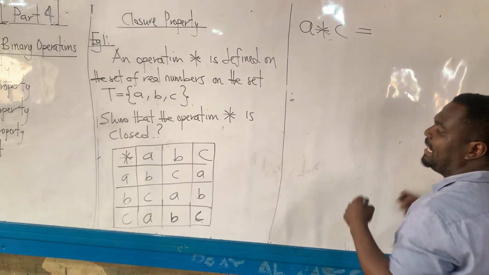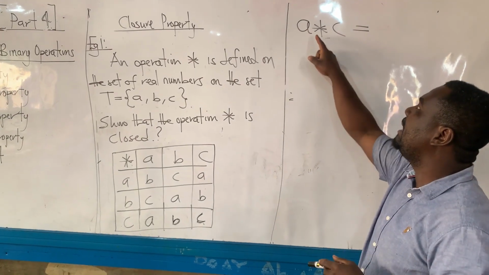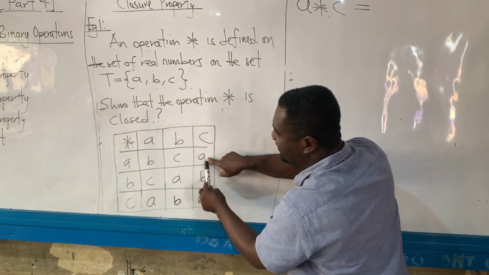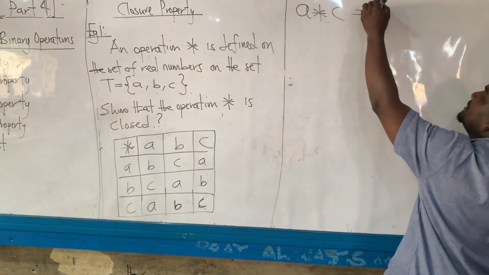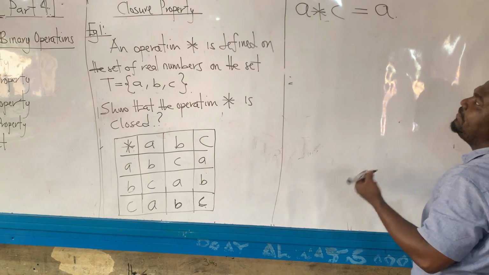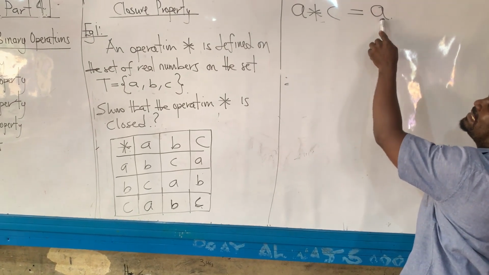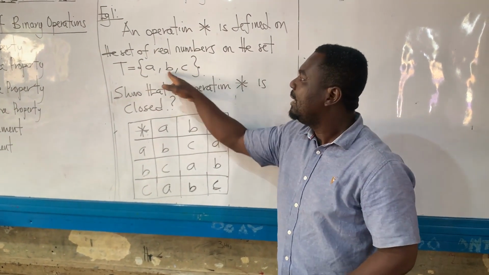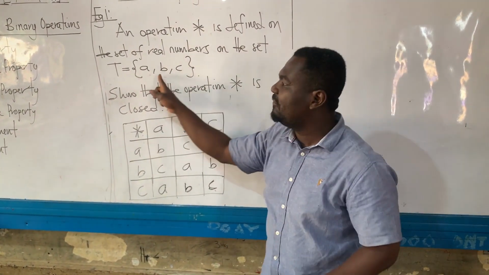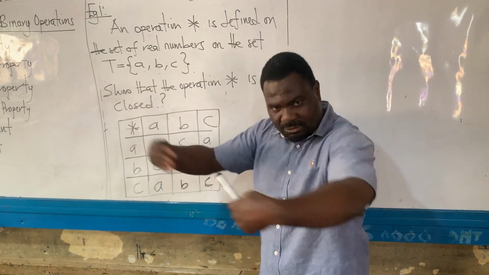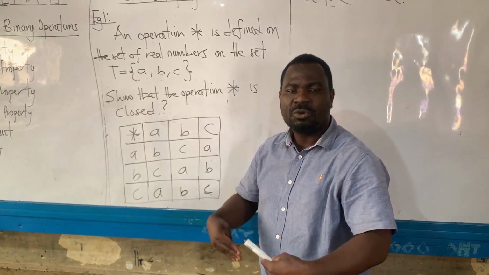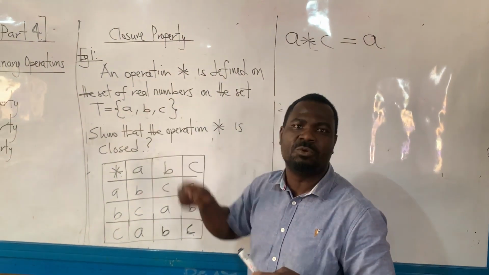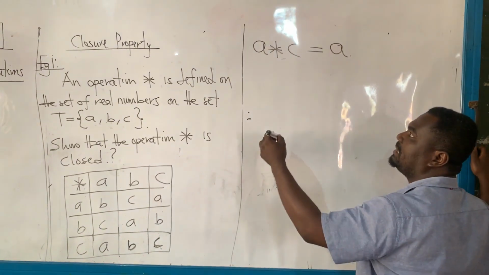Let me read the answer A star C from the table. So I had my A and C, and the answer is giving me A. Can we say the answer is a member of the set T? Is the answer I'm getting a member of the set T? Meaning it is closed, it is within. So once the answer is within the given set I'm working under, then it is closed. So what will be my conclusion?